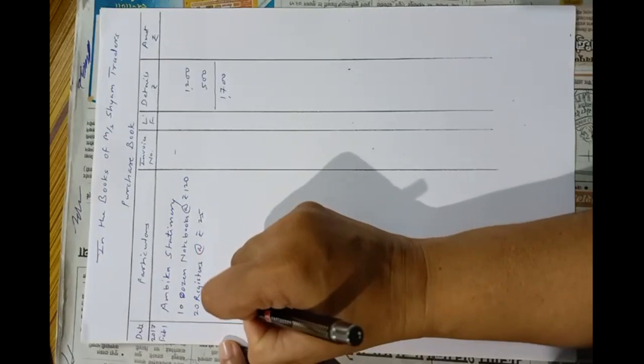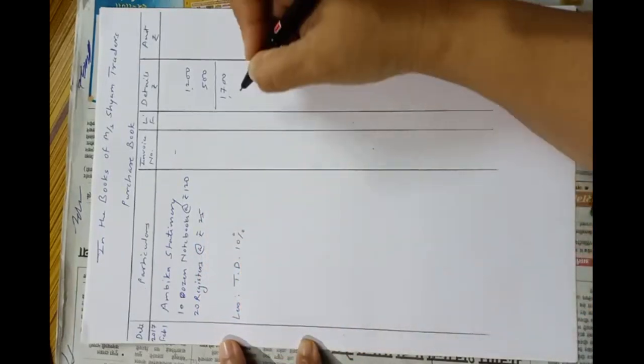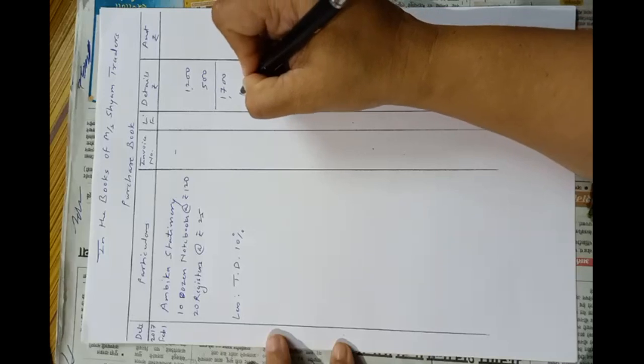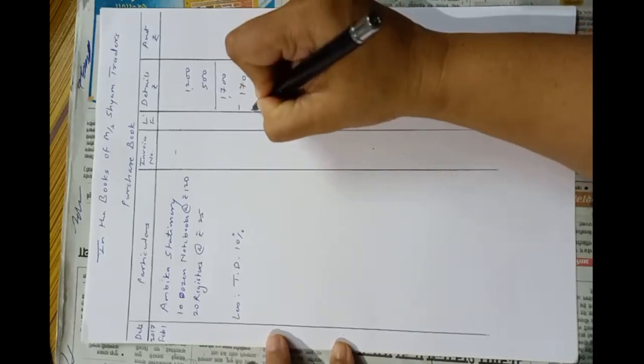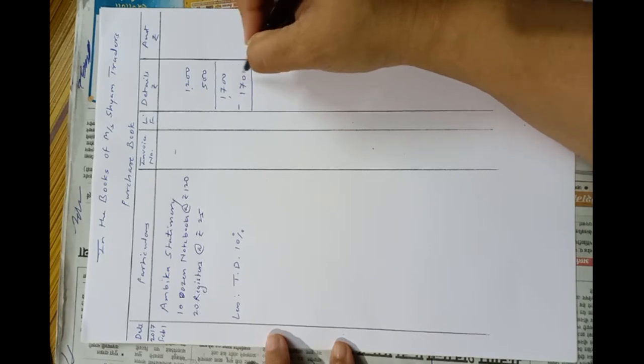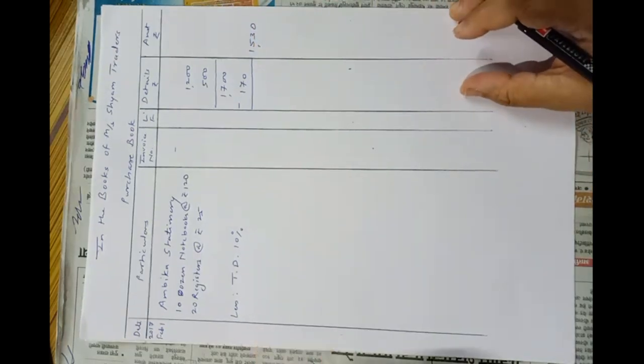So less trade discount 10%. Okay, so 10% of 1700 is 170, and now we will deduct the trade discount 170 from 1700, so it will be 1530. So this is the first transaction.